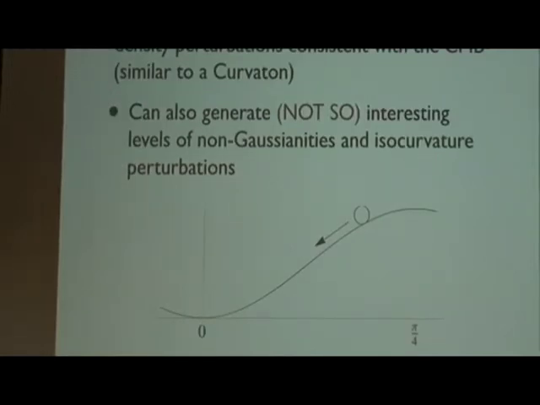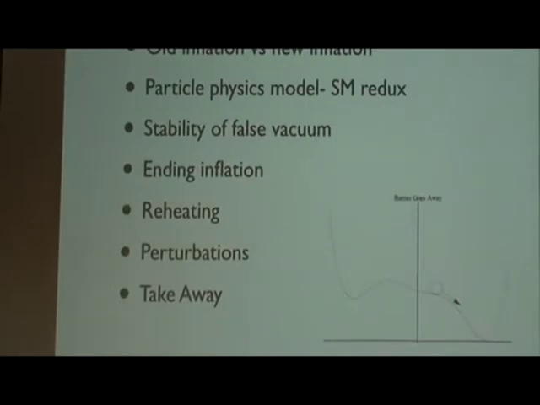In this picture, you also need a way to generate density perturbations. So we introduce a spectator field, which generates these perturbations, similar to a curvaton model. In principle, it can also produce some interesting, and now not so interesting, isocurvature or non-Gaussian perturbations. So we're going to talk a little bit about old inflation versus new inflation. I'll then lay out the particle physics model that we wrote down. I'll show you that the false vacuum is quite stable, how you then end inflation, reheating, perturbations, and everything else.